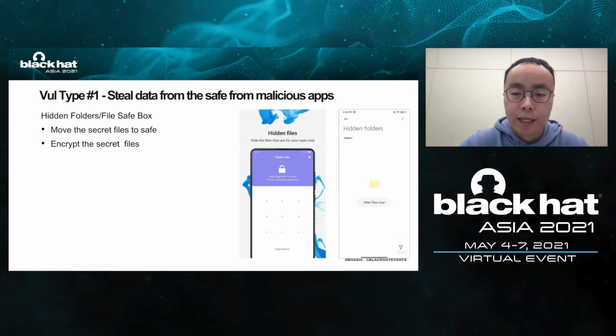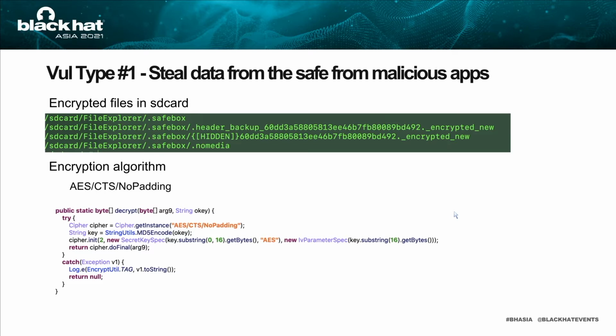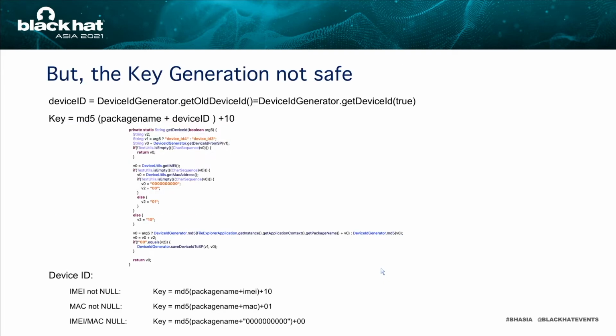Vulnerability 1: steal data from the Safe from malicious apps. Generally, you can move secret files to the Safe and set a password, and the app will encrypt the secret files. Then an attacker can't retrieve the files without the password. But we found that the encryption here is not safe at all. In this case, the encrypted files are stored on the SD card. The encryption algorithm is AES CTS no padding. Sounds good, but the key generation is not safe.